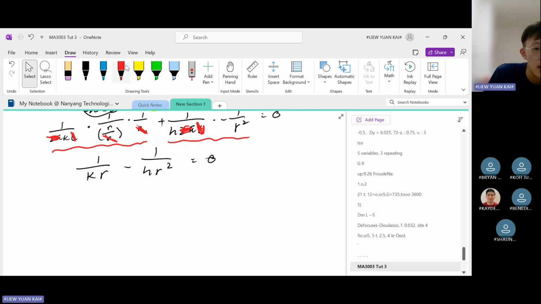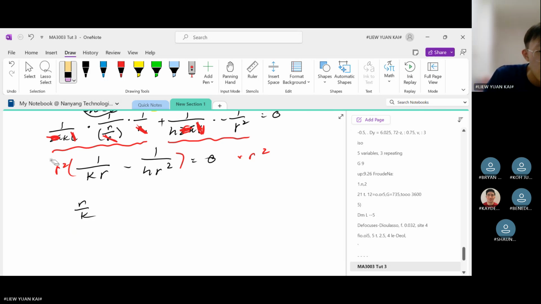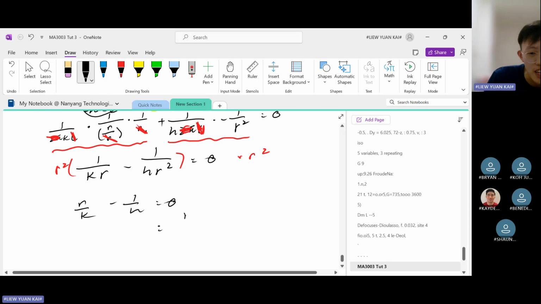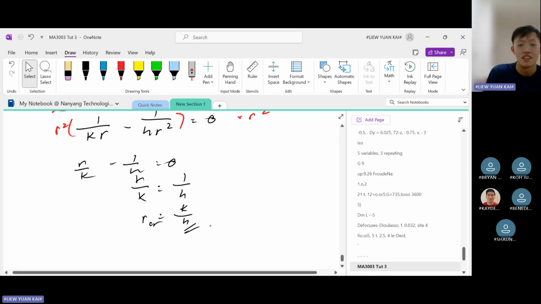Now to simplify this, I will multiply both sides by r squared. So the first term will become r over k. The second term, this r squared will cancel with this r squared. So it becomes 1 over h equals 0. Then you move 1 over h to the other side, and then you make r the subject. Ta-da! This is your r critical. So this is the radius at which the insulation will maximize your heat transfer. So this is how you derive that formula.